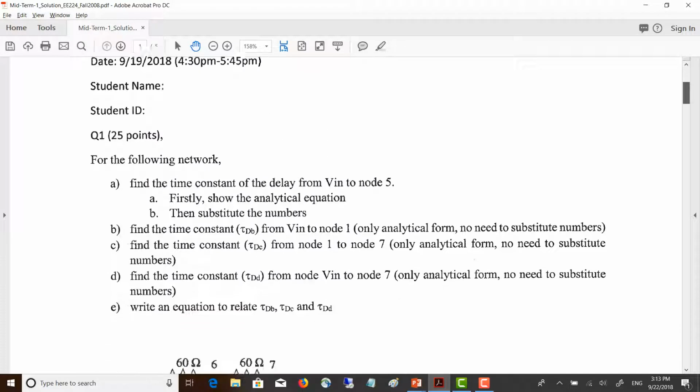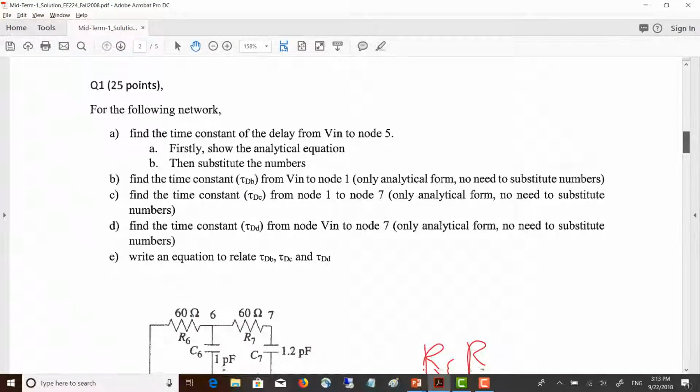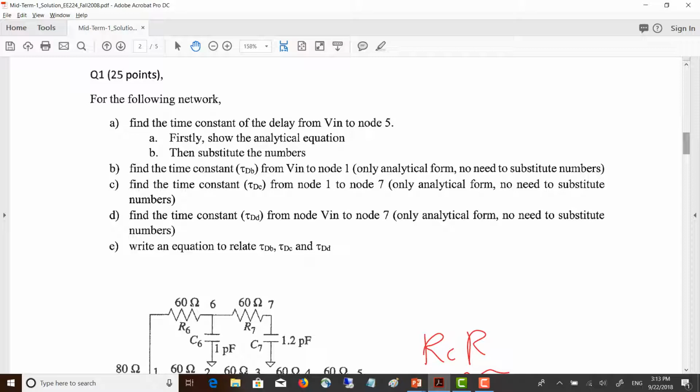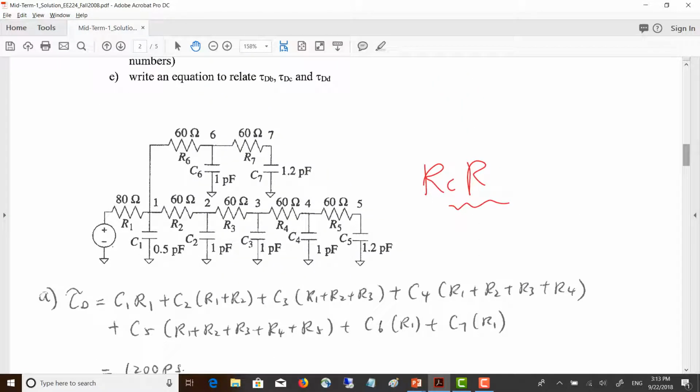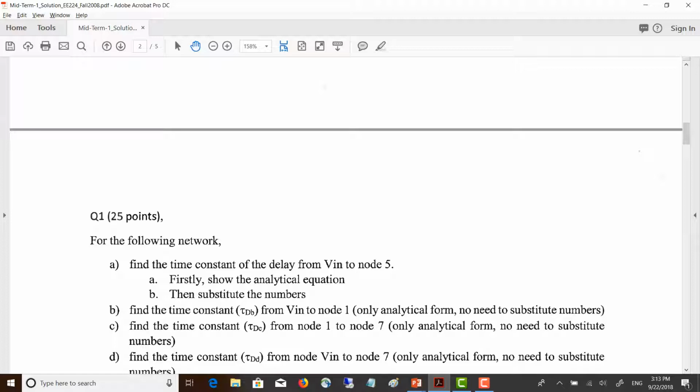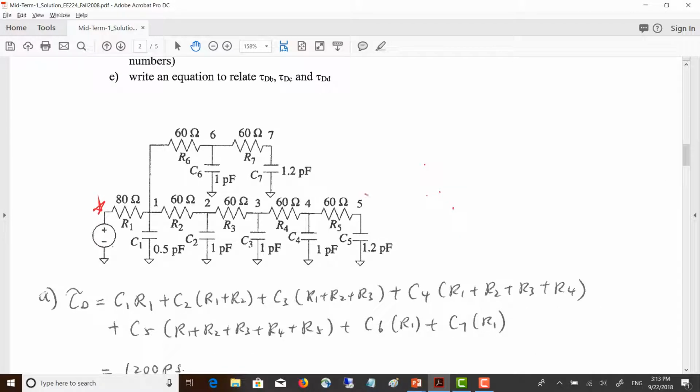The first one is the Elmore delay exercise, basically. And here shows the circuit that we have. For this circuit, it looks complicated, but the most important thing is that you have to stick to the rule of Elmore delay. It asks a few things. First, what is the delay from the voltage source to node 5, from V in to node 5?